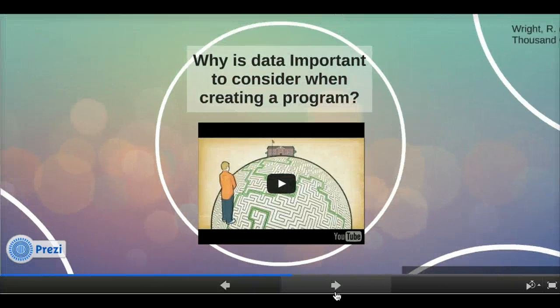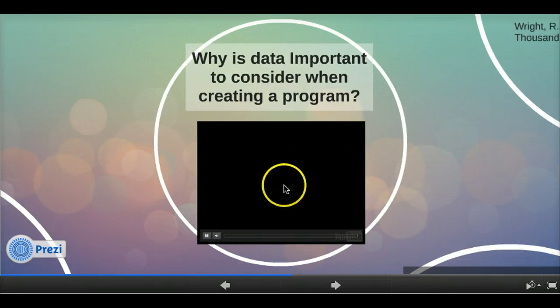Why is data important to consider when creating a program? Here's a short video clip stating the importance of collecting and using data.